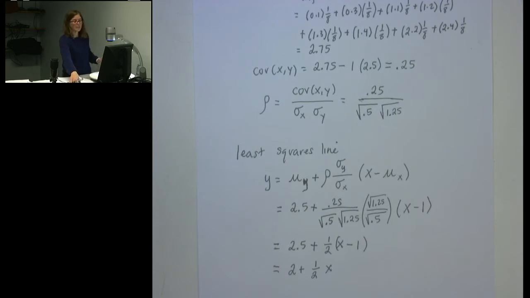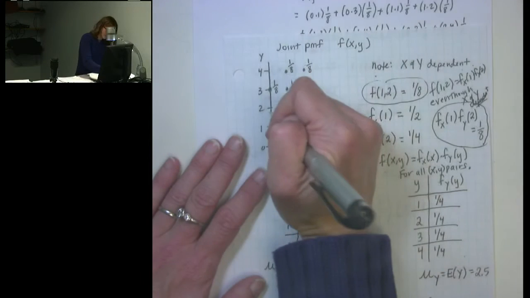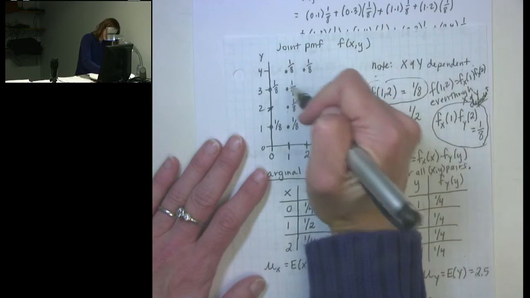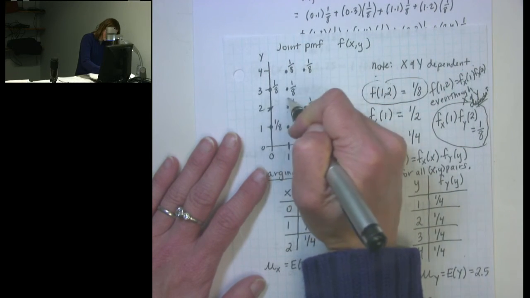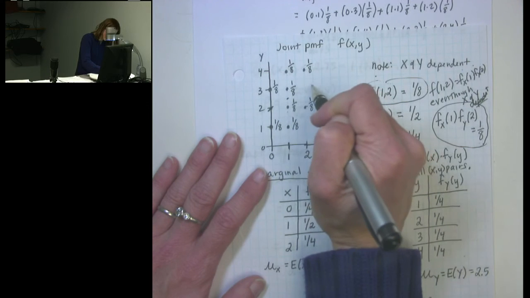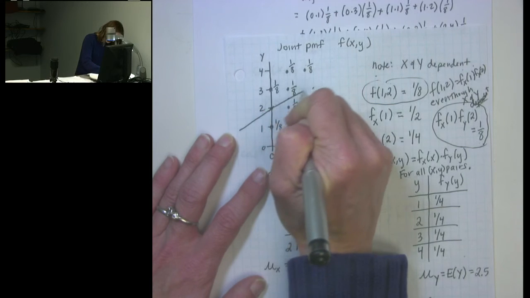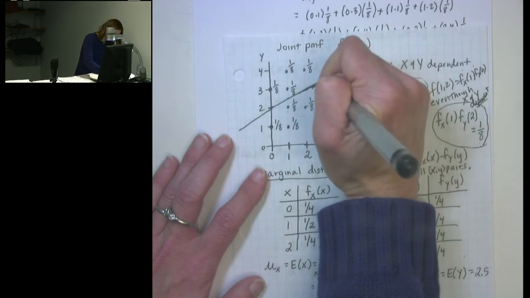So I'm just going to sketch that onto our plot. It's going to cross the axis here at 2, and it is going to increase by half each time, so it's going to come through here and then up here. So here's our least squares line right here. Whoops, kind of missed there, but here's our least squares line.